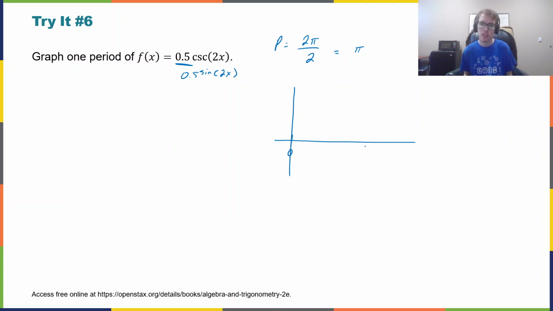But we do know from 0 to pi, and I'm just going to put my 4 tick marks evenly spaced. With sine, we start at 0, and then we go up and down 0.5. So we have our peak, our midline, our trough, our midline. But wherever sine is equal to 0, we have an asymptote. So there are 3 asymptotes for this one.